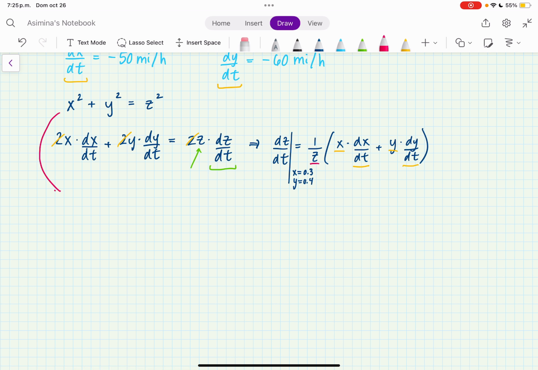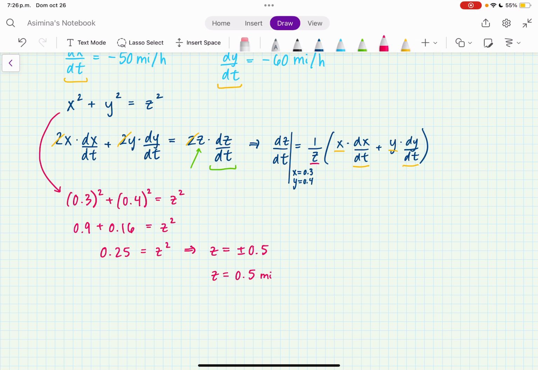So using this and the fact that x is 0.3 and y is 0.4, we can solve for z. So we have 0.3 squared, so we have 0.09 plus 0.16 equals z squared, so that's 0.25 equals z squared, which means that z equals plus or minus 0.5. Now, it doesn't make sense for us to be considering negative distances, so we just consider the positive solution. So z equals 0.5 miles.